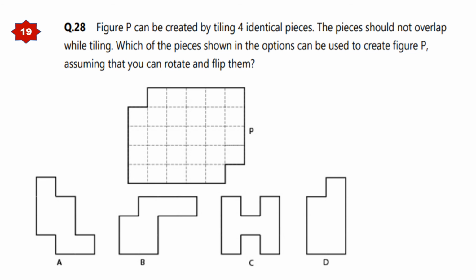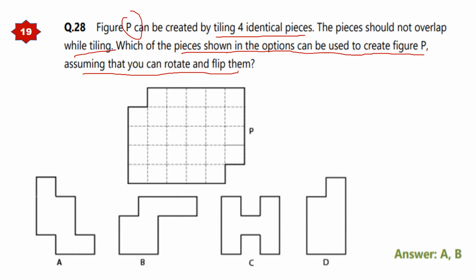Now 19th question. Figure P can be created by tiling 4 identical pieces. The pieces should not overlap while tiling. Which of the pieces shown in the options can be used to create figure P, assuming that you can rotate and flip them? Okay, we can just rotate or flip. It must be inside that pattern. That's the thing. And we have A and B, which can be included in this pattern.